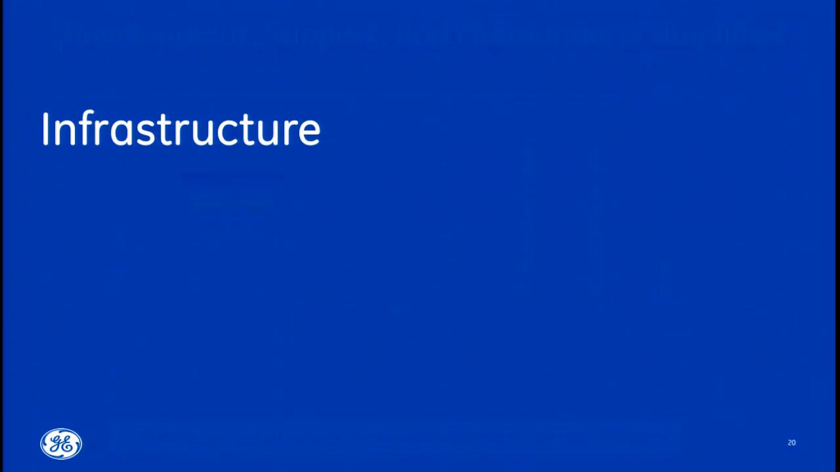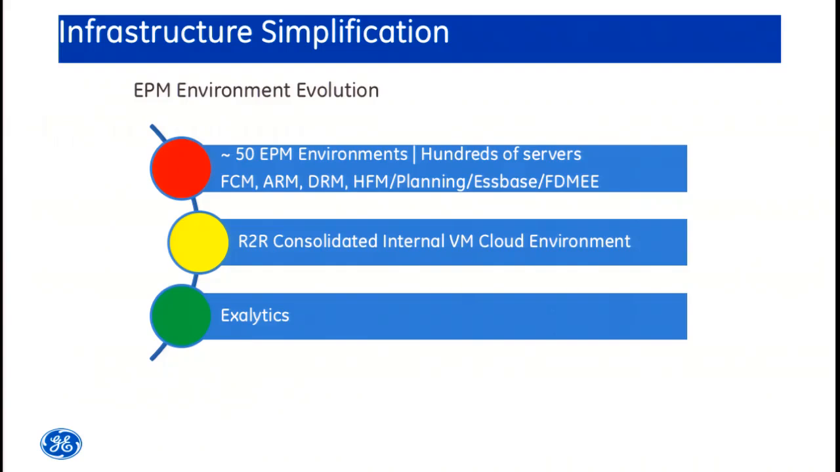So let's talk a little bit about the infrastructure. If you look at the evolution of what we've done, we started out with probably over 50 EPM environments scattered throughout GE at various levels of business. Maybe somebody had an Essbase, somebody had an HFM, somebody had a Planning and an Essbase, somebody had some OBI, somebody was doing some FDM. These were scattered all over the place. Some were virtual, some were physical, and different versions, et cetera.